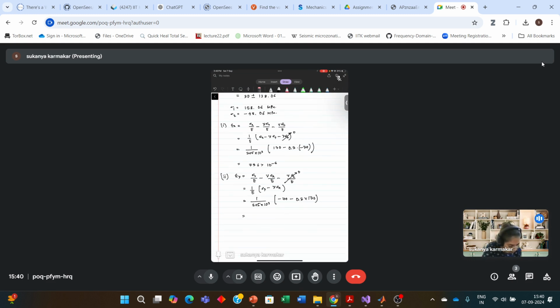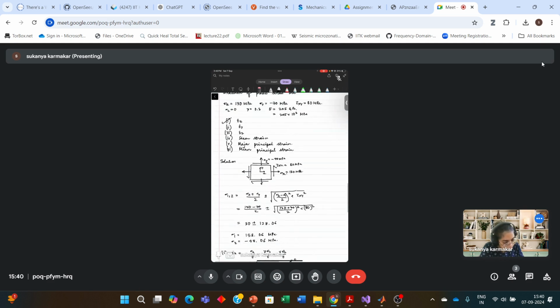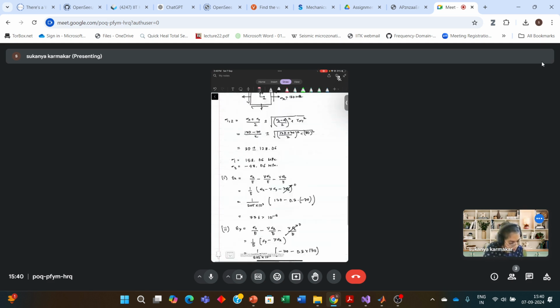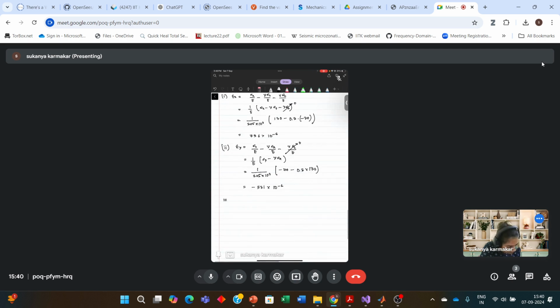So if we solve this number, you'll get minus 531 into 10 to the power minus 6. So you just calculated epsilon x and epsilon y. Now what will be epsilon z? Epsilon z will be sigma z by E minus nu times sigma x by E minus nu times sigma y by E. Now epsilon z is 0 because this is a plane stress problem. So what you are left with is minus nu by E times (sigma x plus sigma y).